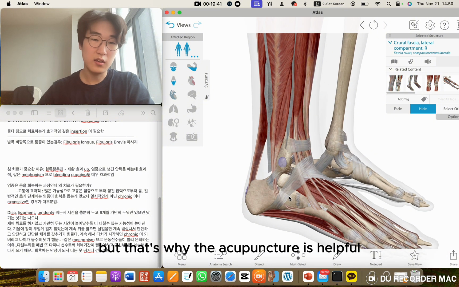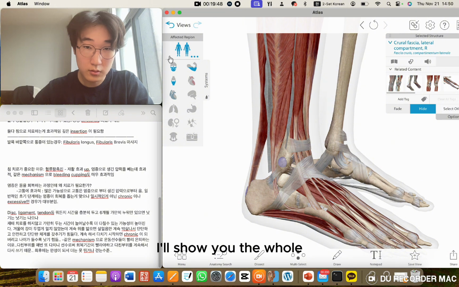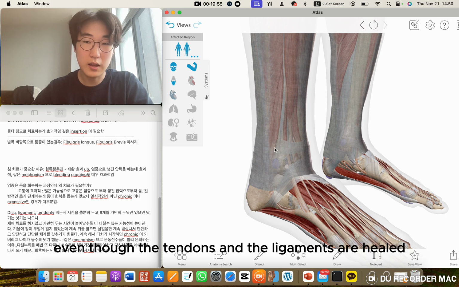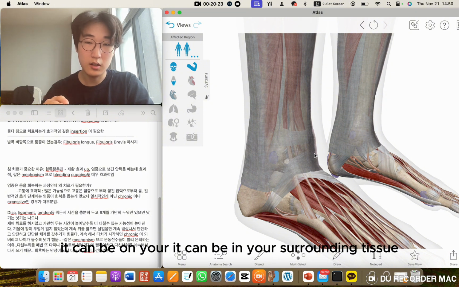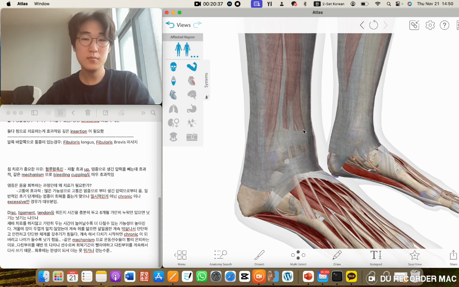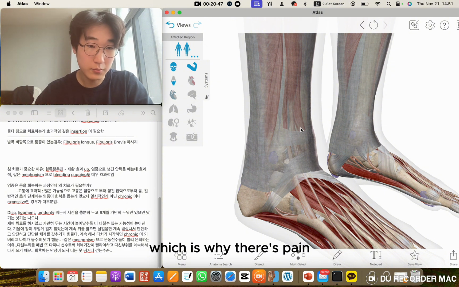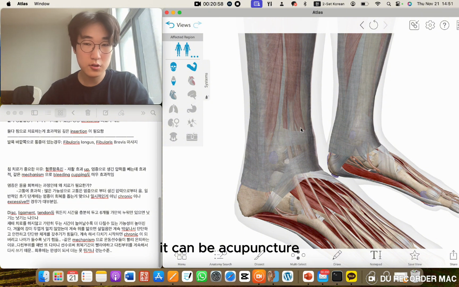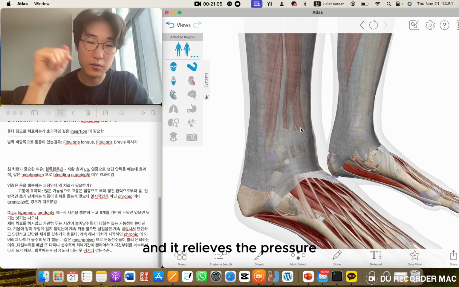But that's why acupuncture is helpful. When there is inflammation surrounding your muscle tissue, let's say here, even though the tendons and the ligaments are healed, when there's pain, that means there's inflammation. It can be in your surrounding tissue. It can be nerve, it can be muscle. So when there's inflammation, it causes pressure on the surrounding tissue and nerve, which is why there's pain. So that pressure needs to be released. But what can release that? It can be acupuncture, because it creates a little hole in the tissue and it relieves the pressure.